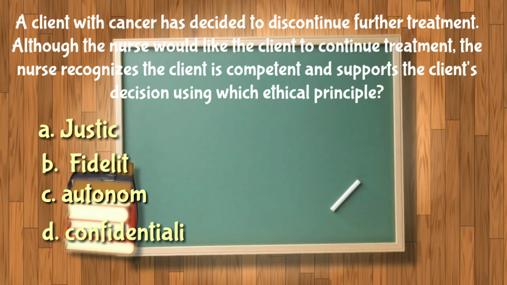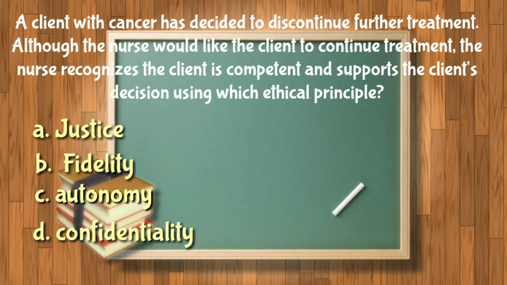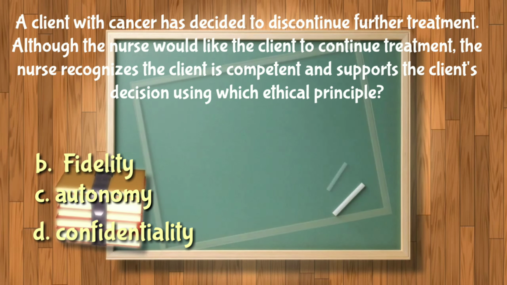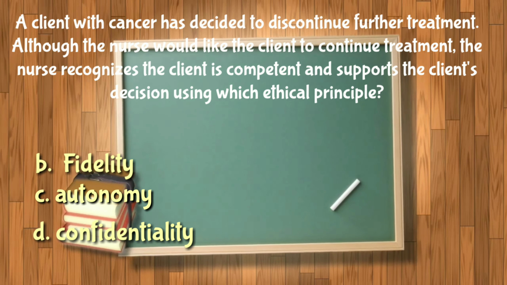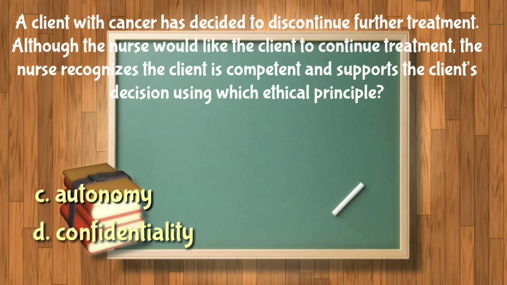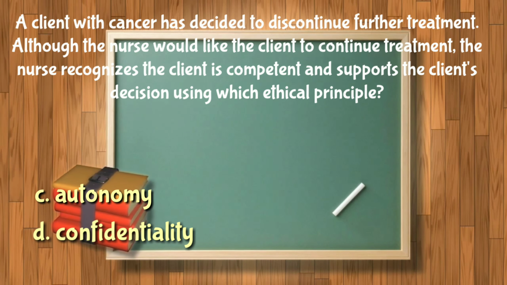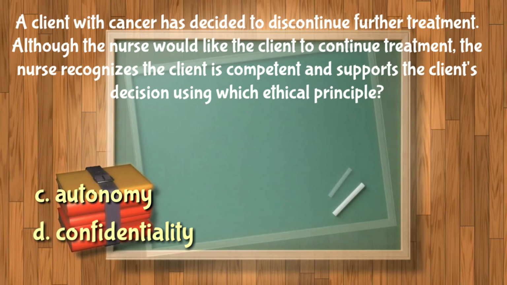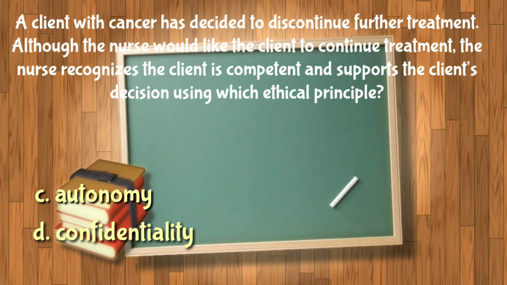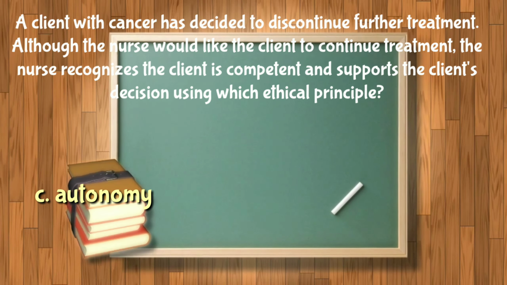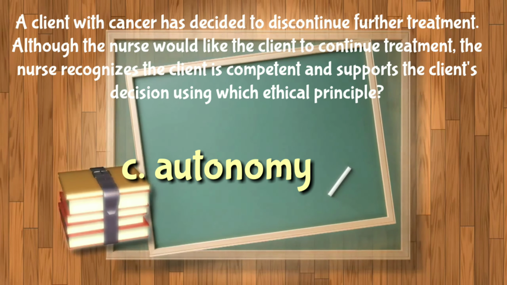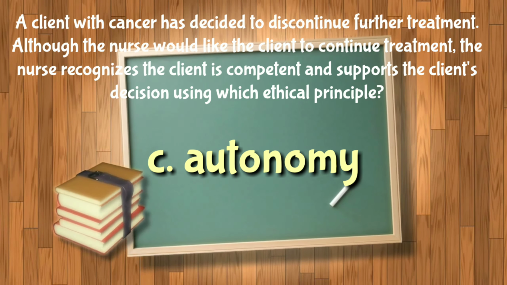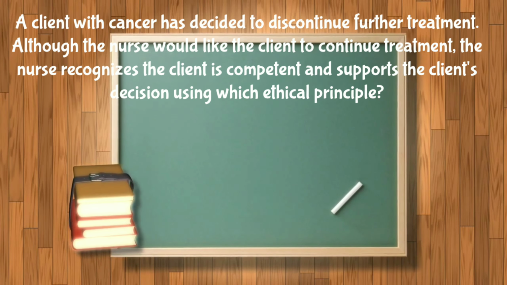So in this question, let's eliminate first letter A, justice, because justice refers to fairness. Also, let's eliminate fidelity because fidelity refers to trust and loyalty. Same as confidentiality, it also refers to the right to privacy of personal health information. That is why the correct answer is autonomy, which refers to the right to make one's own decisions, which is the principle supported in this situation. So let's proceed to number 7.